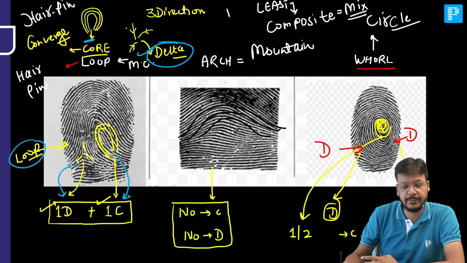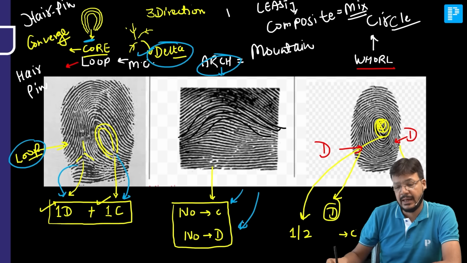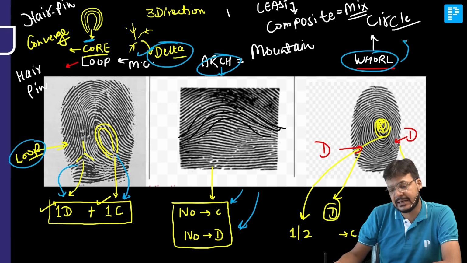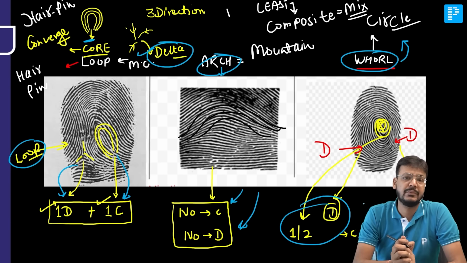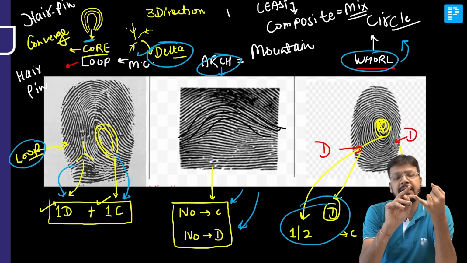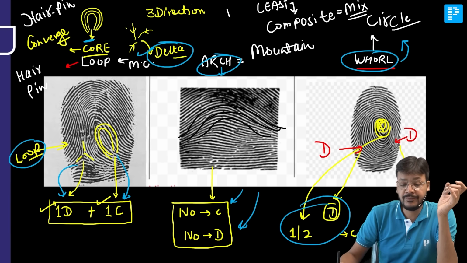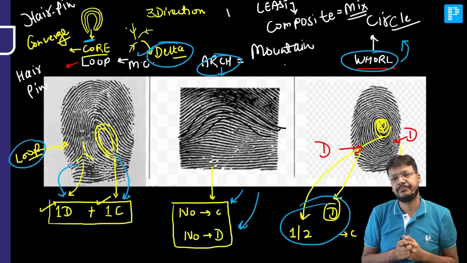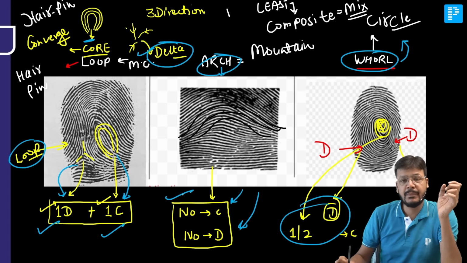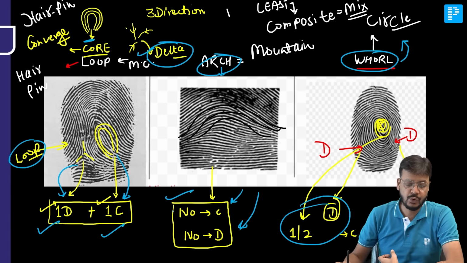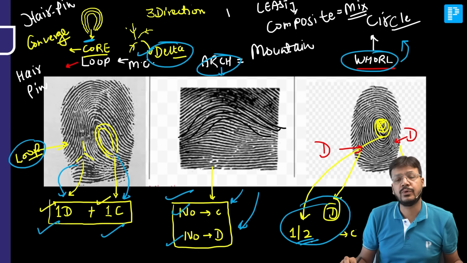The second fingerprint is the arch. Here there is no core and no delta. The third looks like a circle, that's the whorl. Here there are 1 to 2 cores and 2 deltas. So just remember, the most common type of fingerprint is the loop variety. The least common is the composite, which is a mixed pattern. In the loop variety, we have one core and one delta. In the arch, which is just like a mountain, there is no core and no delta. And in the whorl variety, there are 1 to 2 cores and 2 deltas.